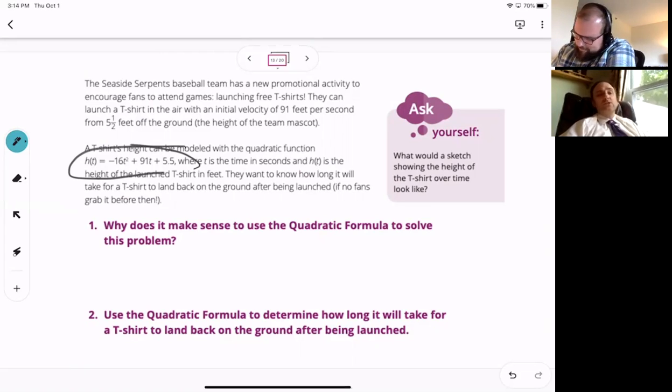So why does it make sense to use the quadratic formula? Because the numbers are kind of funky. You have a 5.5 there, you have a 91, you have a -16. So since you have crazy numbers, sure, use the quadratic formula.